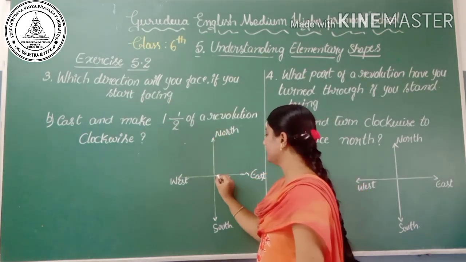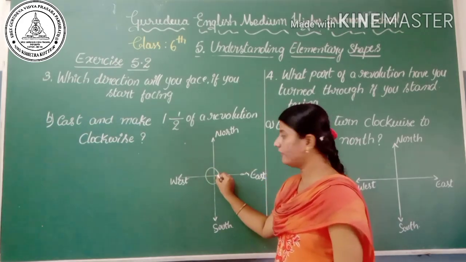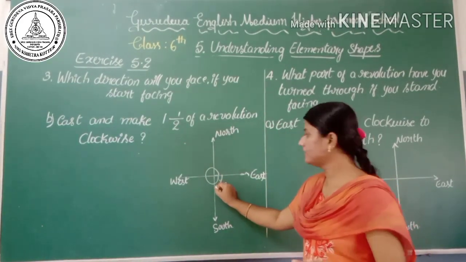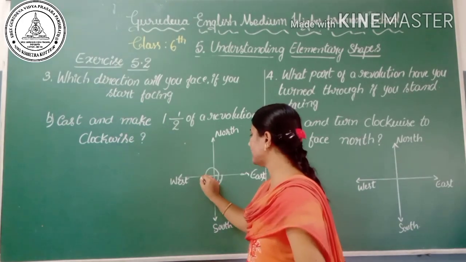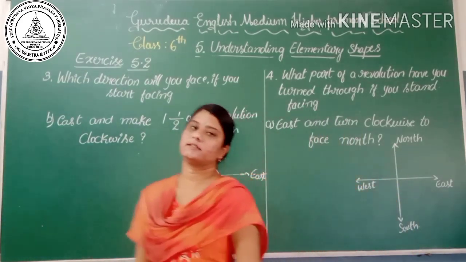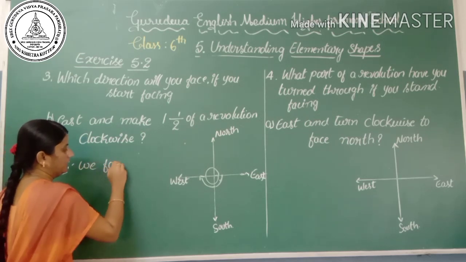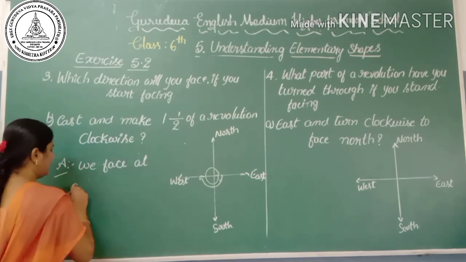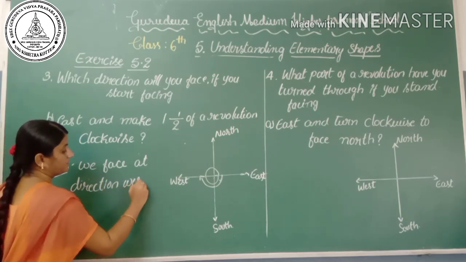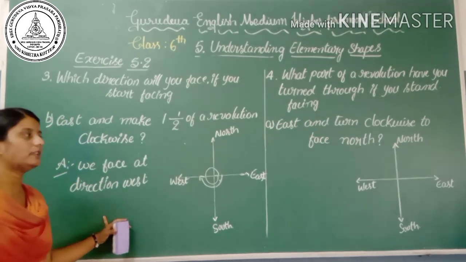Here there is a starting point. 1 revolution means one complete revolution. Then again, half revolution takes 2 right angles, right? So it is 1 right angle turn and 2 right angle turns. So again it faces the west direction, right? Yes. Then write the answer here: we face direction west. Okay. Then the rest of the 2 questions you have to solve in your notes.